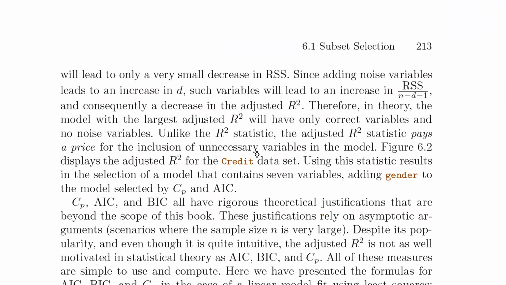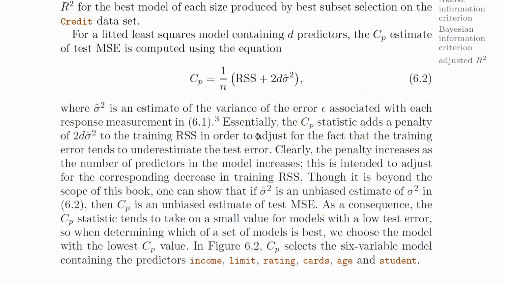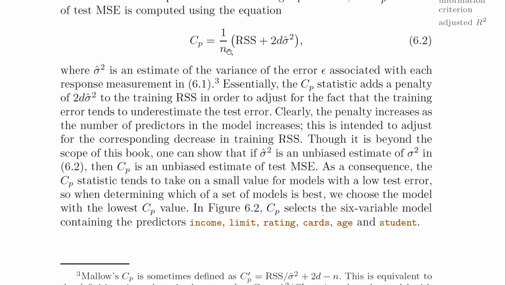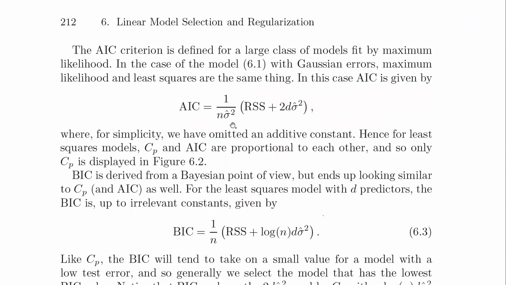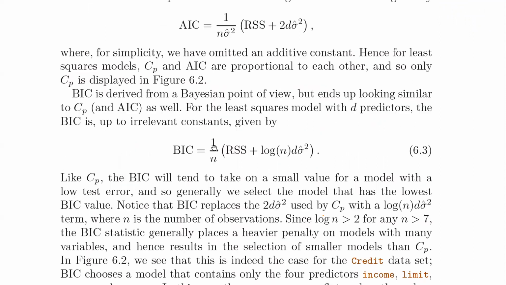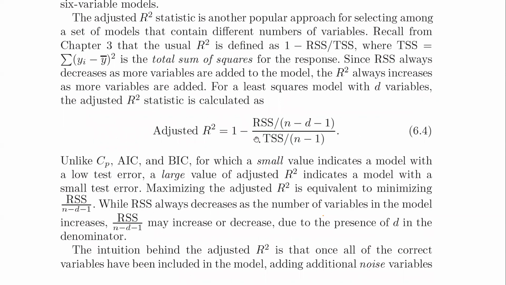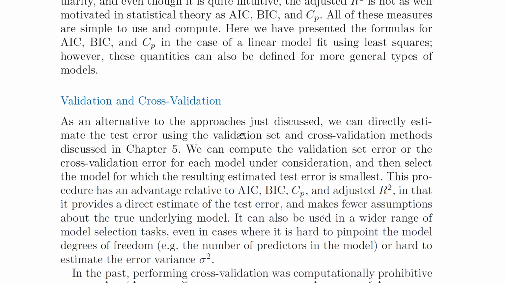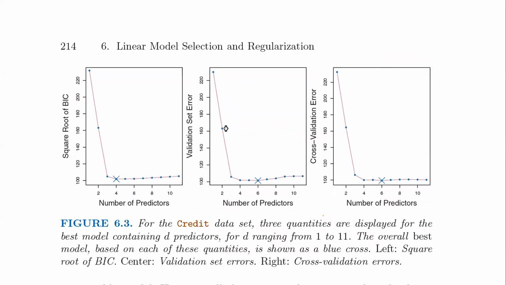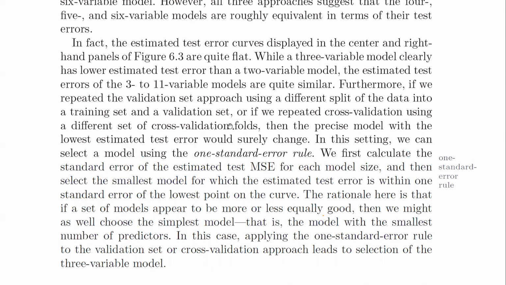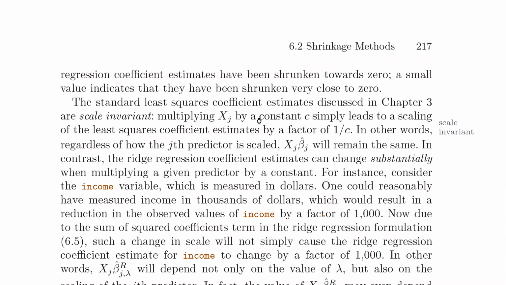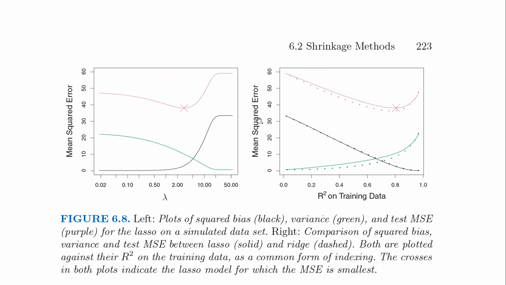Let's just see the formula very quickly, and we'll read the details in our next session. So that's CP. AIC, basically the same thing, but it adds this. There's the BIC with some kind of logarithmic relationship. And this is also R squared. And then we'll do validation and cross-validation. And that will then take us to shrinkage methods. Quite a lot on shrinkage methods.